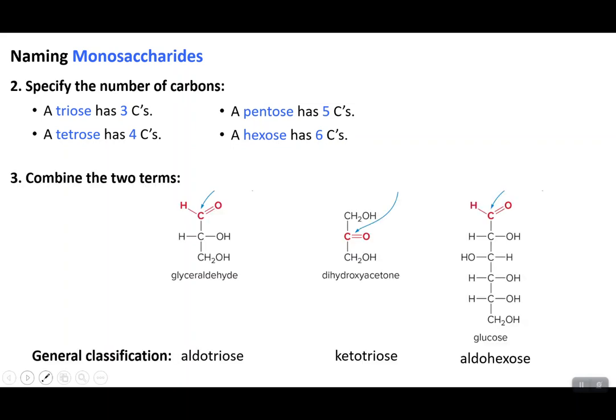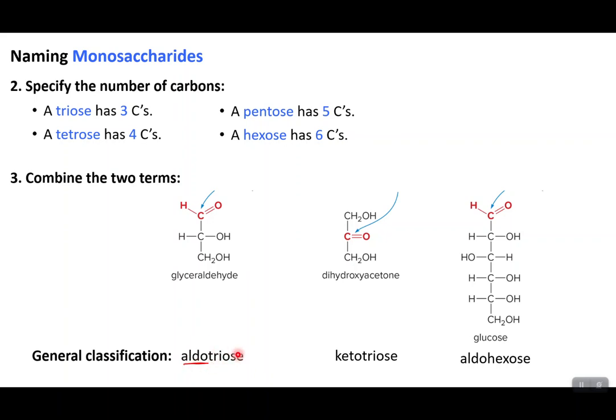So these are the same 3 molecules I showed in the previous slide. So now we just combine the 2 terms. So for glyceraldehyde, we identify first that it has an aldehyde, and therefore it's going to receive the name aldo in front of it. And then it contains 3 carbons, 1, 2, and 3, and that's why it is followed by triose here. So an aldotriose is referring to a carbohydrate that contains an aldehyde group and has 3 carbons.